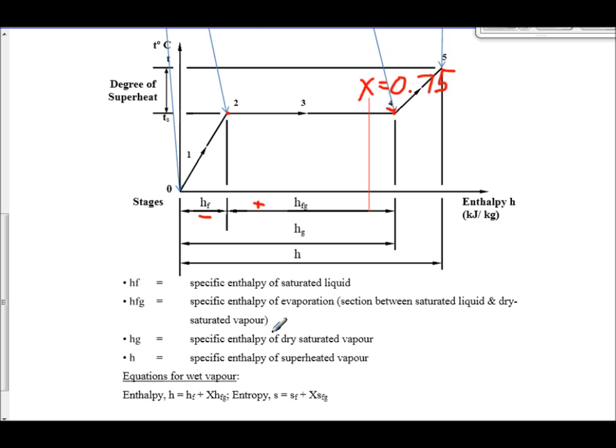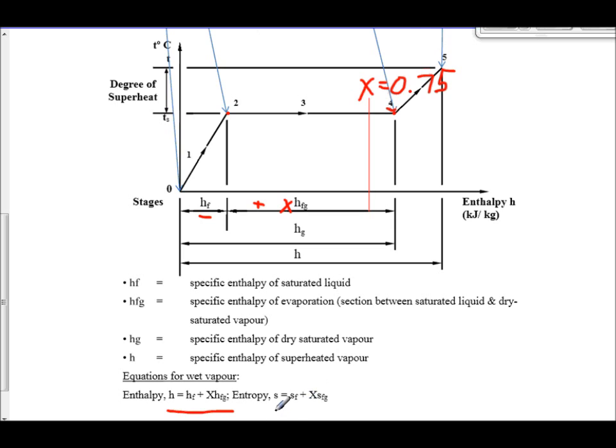That means that to evaluate accurately the amount of energy to get us to this point here, it's going to be HF plus 0.75 HFG, or X HFG. So it's HF plus X HFG to evaluate the enthalpy to take us to any particular point within the evaporation stage if we haven't reached all the way to 0.4 and dry vapor.